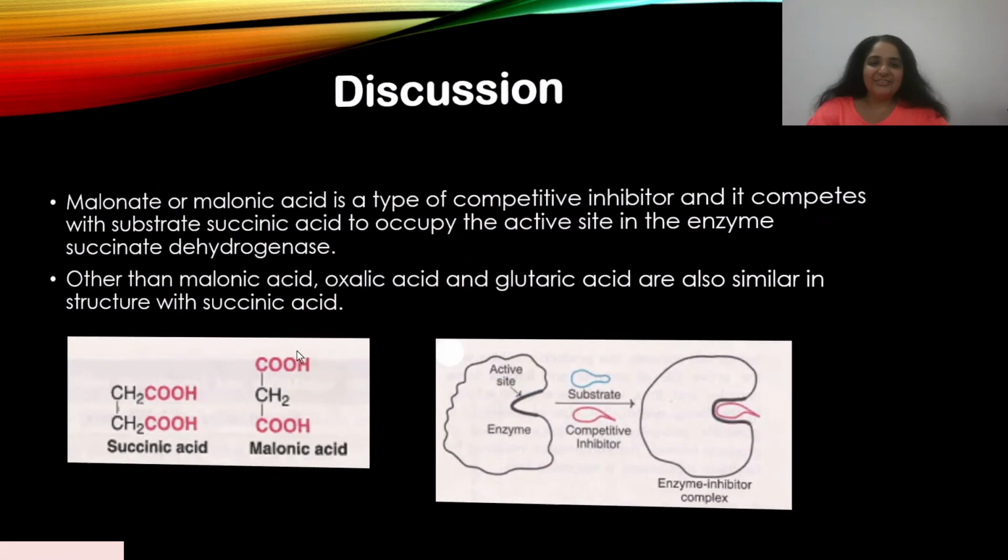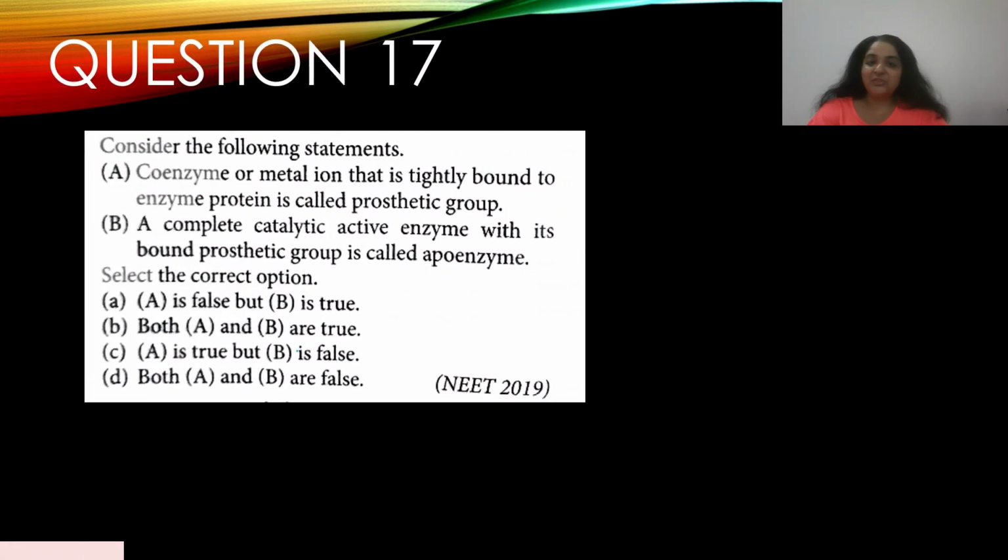Let's move on. Question number 17. Consider the following statements. This appeared in NEET 2019. A coenzyme or metal ion that is tightly bound to enzyme protein is called prosthetic group. No, that's incorrect.